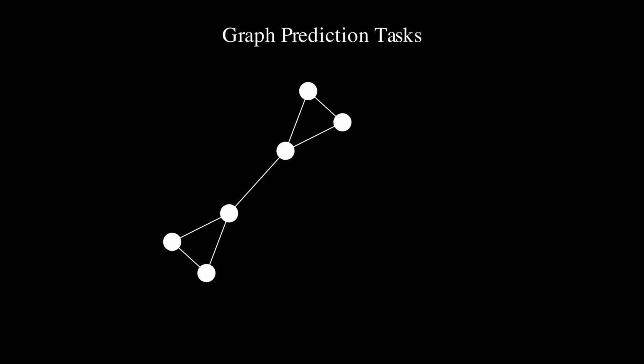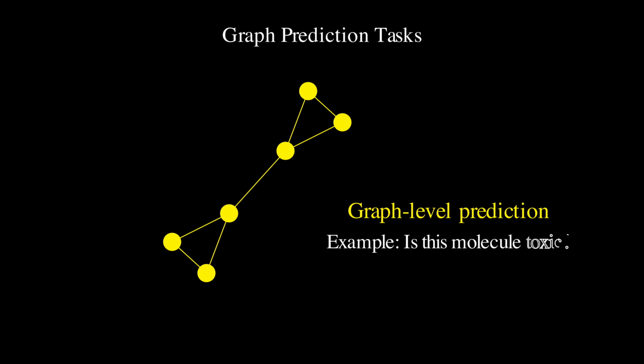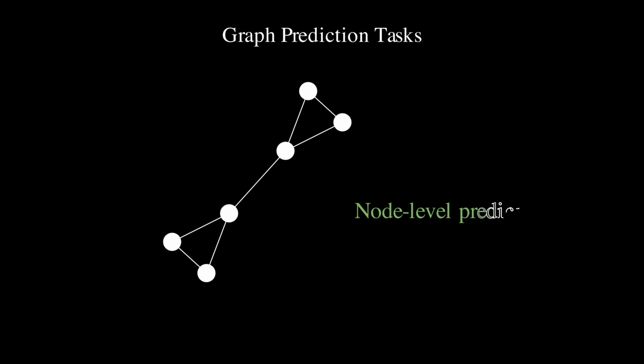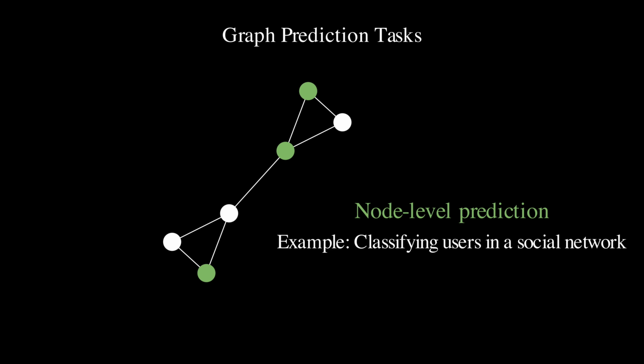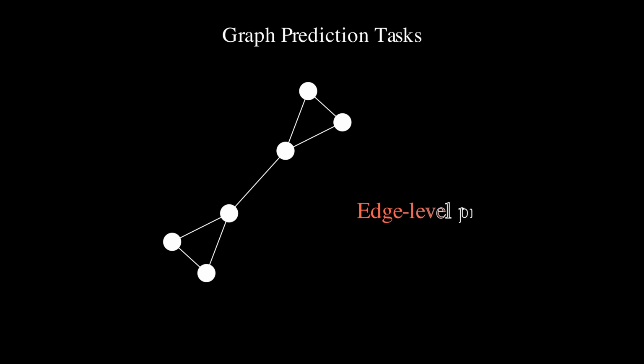When working with graphs in machine learning, we typically want to solve one of three prediction tasks. First is the graph level prediction, where we predict properties of the entire graph, like asking, is this molecule toxic? Second is the node level prediction, where you classify individual nodes, like determining which users belong to which community in a social network. And third is the edge level prediction, where you predict connections between nodes, like suggesting new friendships.